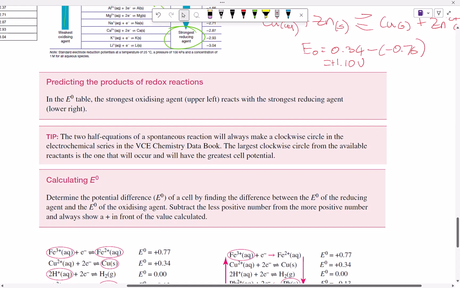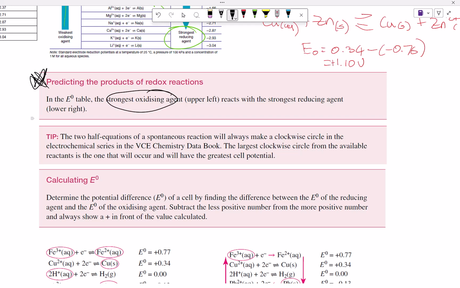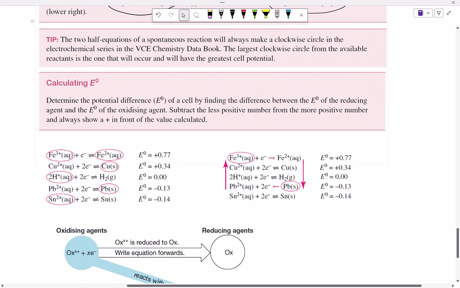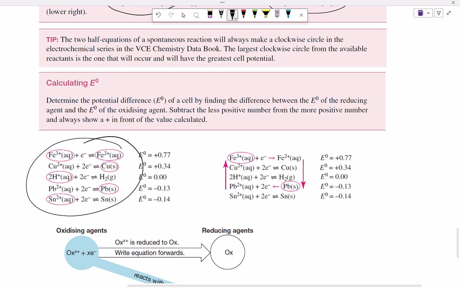So this first bit here is basically what I said there. Whatever species you've got available, you're always looking for the strongest oxidizing agent, so whatever's on the upper left, and the strongest reducing agent on the lower right. So you're always looking in that sort of setup. So here's an example that you can work through. These are, say for example, the species you've got: some Fe3+ and Fe2+, some H+, some copper, some Sn2+, and some lead.